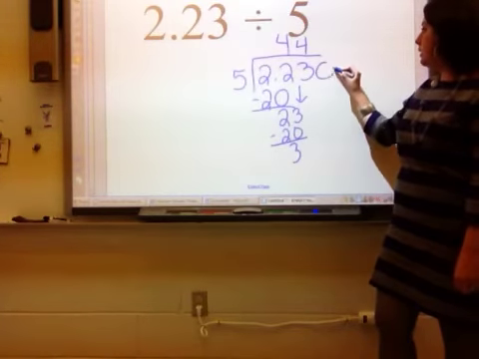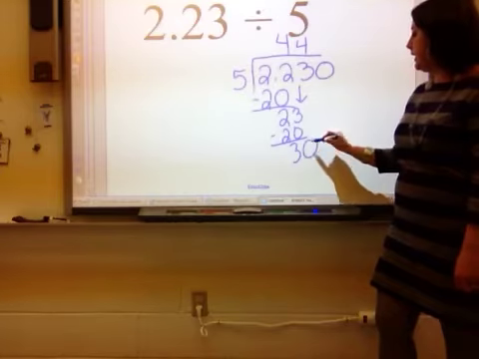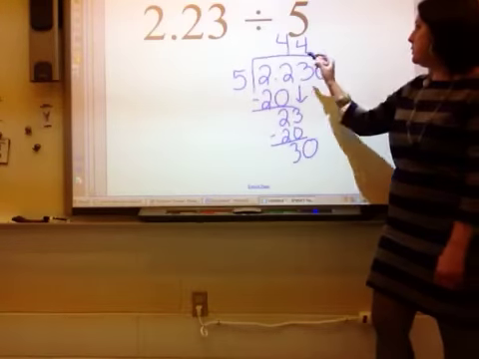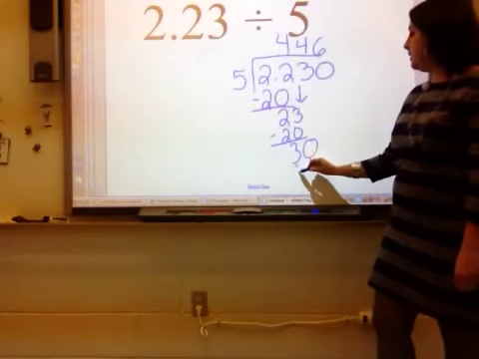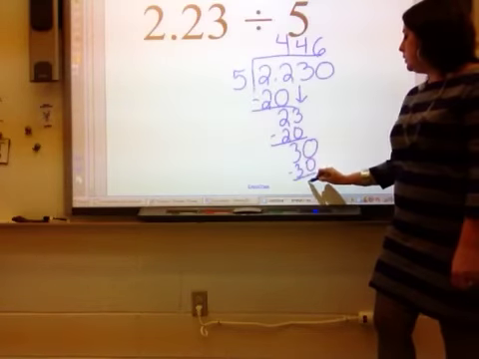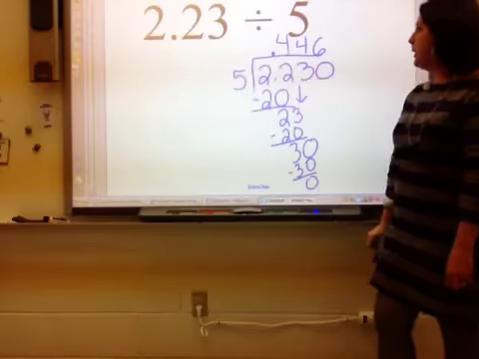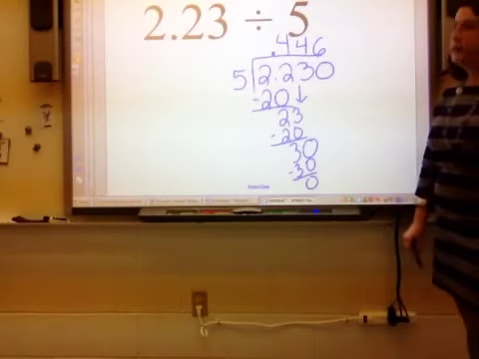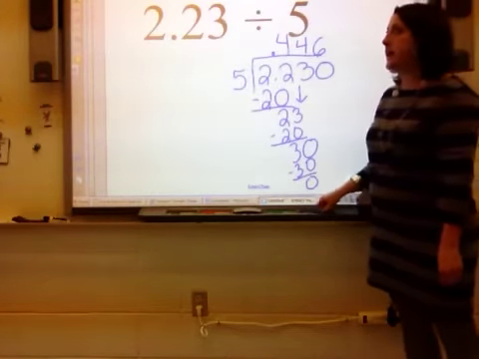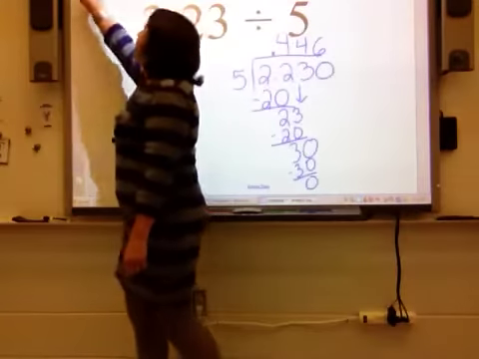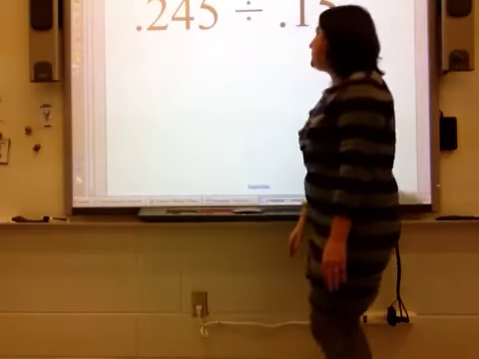I'm going to bring down that 0 again. And 30 will divide by 5 6 times with no remainder. I'm going to bring up that decimal point, and I end up with 446 thousandths as my quotient. Let's look at one that's a little bit different.